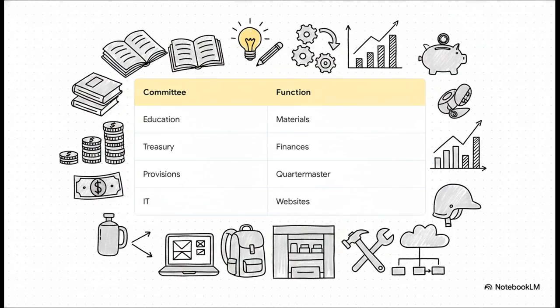Take the Education Committee. They're out there creating materials to help new members break free from prior indoctrination. The Treasury Committee, they keep a close eye on the finances. The Provisions Committee acts as the quartermaster for the militia, literally evaluating what equipment is needed. And the IT Committee maintains our websites, builds new technical tools, and writes the instruction manuals. It's really about everyone playing their strong suit to keep the whole assembly thriving.